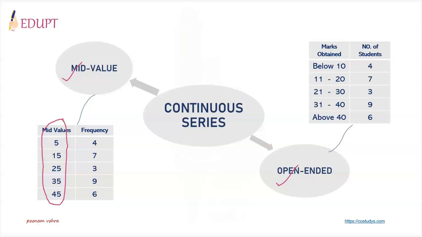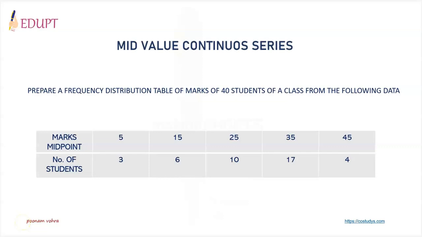In open-ended class intervals, the lower limit of the first class and upper limit of the last class interval are not known to us. So let us see how we can find it. Now let us see how mid-values when given are converted into class intervals. In this case, marks are given in the midpoint as 5, 15, 25, 35 and 45 and the number of students is given as frequencies. And how can we do that?